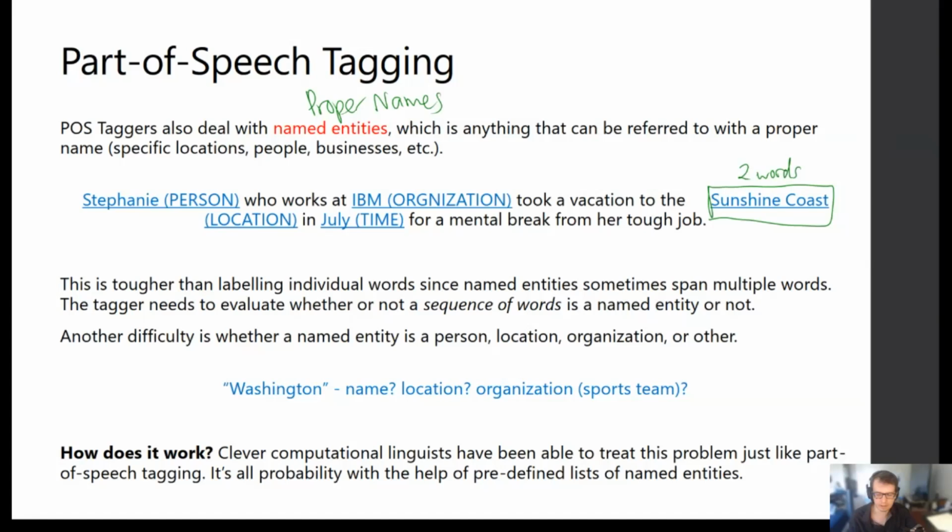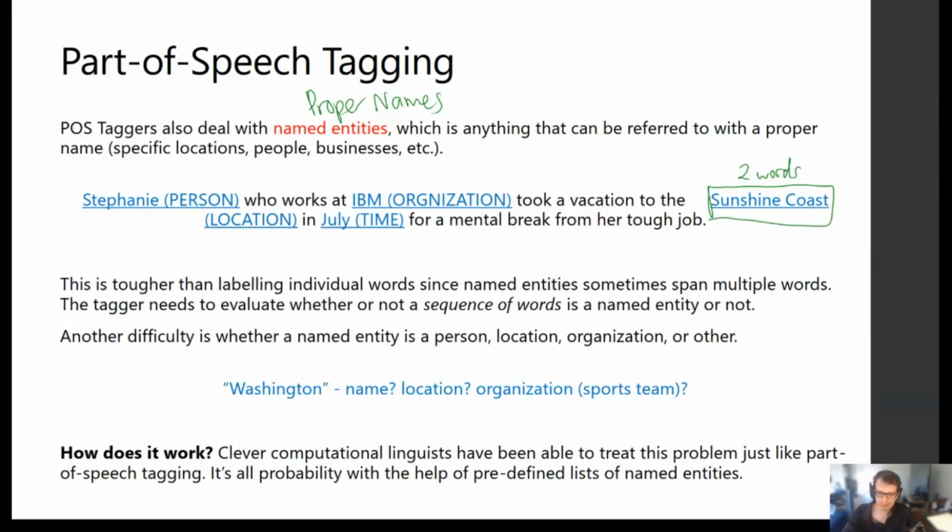But again, this just comes down to the same principles as part of speech tagging, which is just probability. Just taking a look at the previous words and the following words, taking a look at a corpus database and taking a list of all the things that come before and after, seeing what happens most often, and then making a prediction based off that.